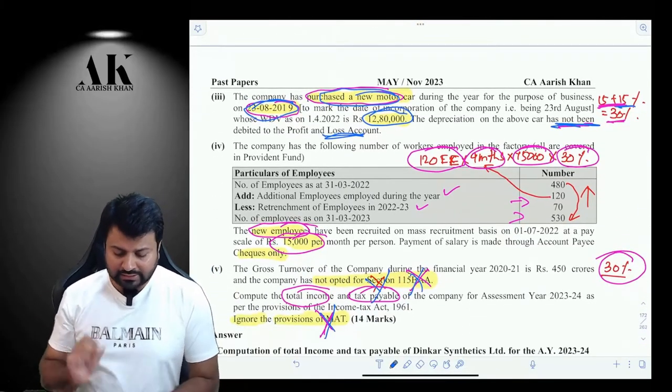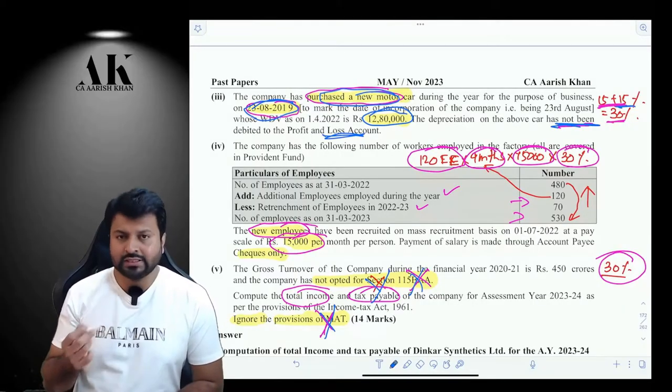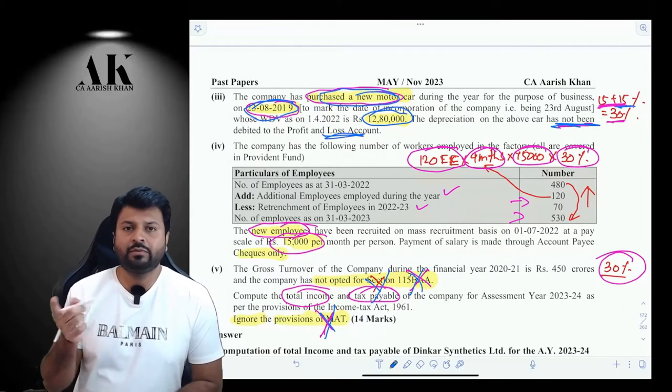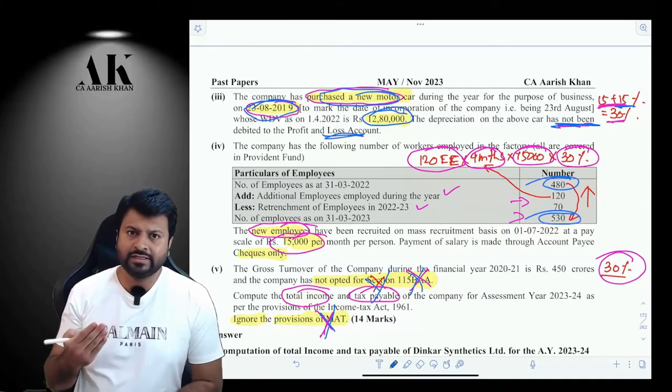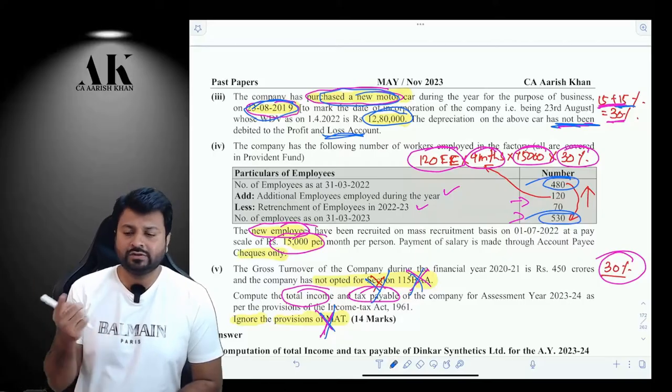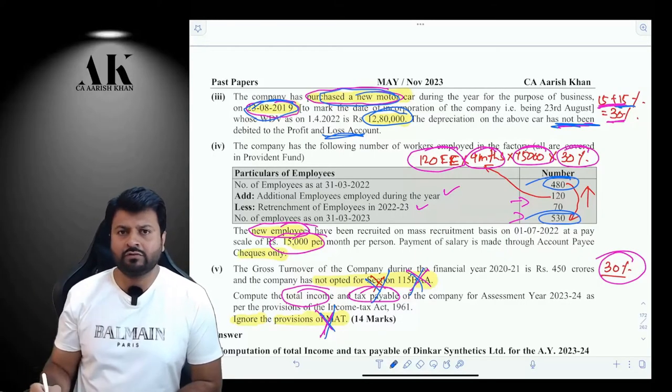Next one is a question on 80JJAA. Now, 80JJAA is applicable if the strength of the employees increases as compared to the last year. In the last year, the employees were 480. In the current year, the employees are 530. Is the strength increased? Yes, it is increased. Because the strength is increased, you are eligible for 80JJAA. Otherwise, you would not have got 80JJAA.